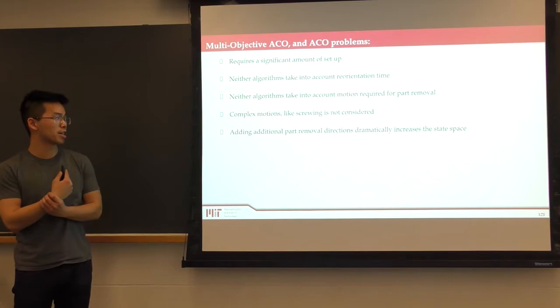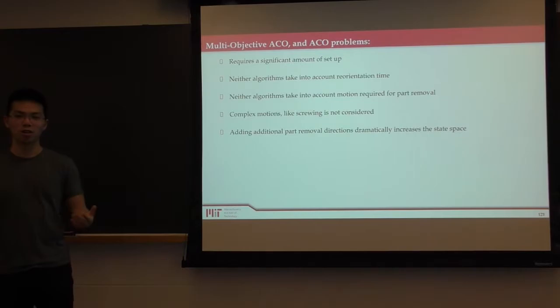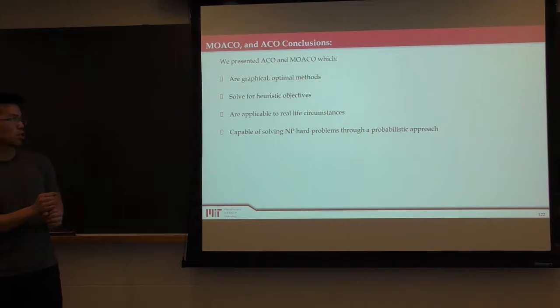And then it also doesn't take into account complex motions like screwing and, or even additional part removal directions for very complex parts, right? Like an actual car does not only move in XYZ space. Great. But in conclusion, right, we presented ACO and MOACO, which are these graphical optimal methods, which can solve for heuristic objectives, are applicable to real life circumstances, and they're capable of solving NP hard problems through this probabilistic heuristic approach. And so next, Rachel will be taking you through the second problem of our lecture, which is the packing problem.